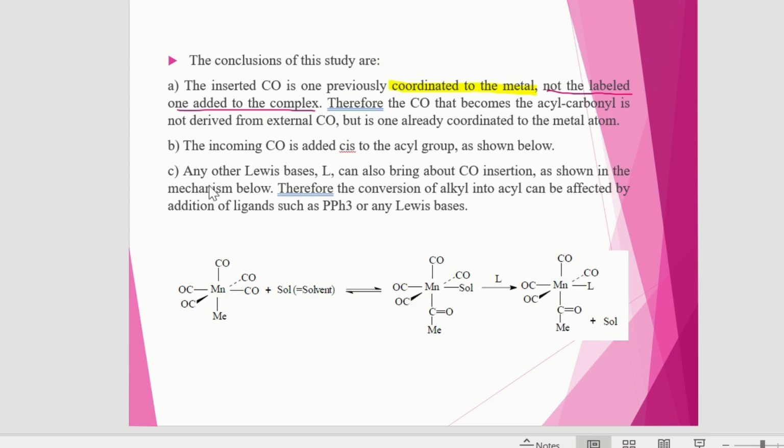Okay, so any other Lewis base L can bring about CO insertion as shown in the mechanism below. Therefore, the conversion of alkyl into acyl can be effected by the addition of another ligand, such as triphenylphosphine or any Lewis base.